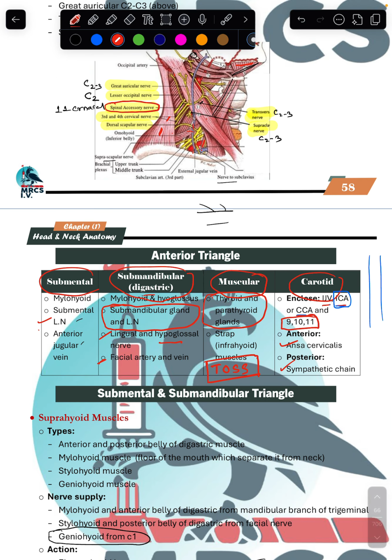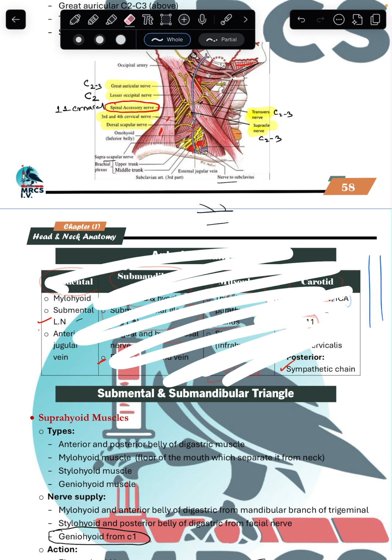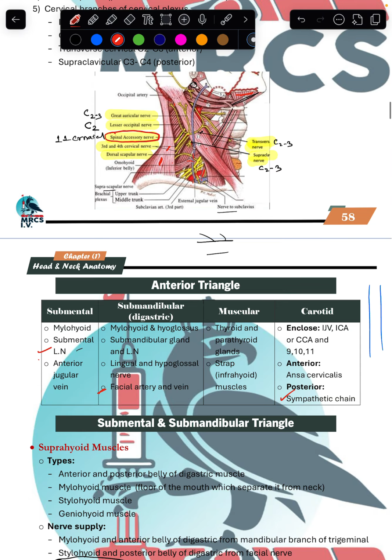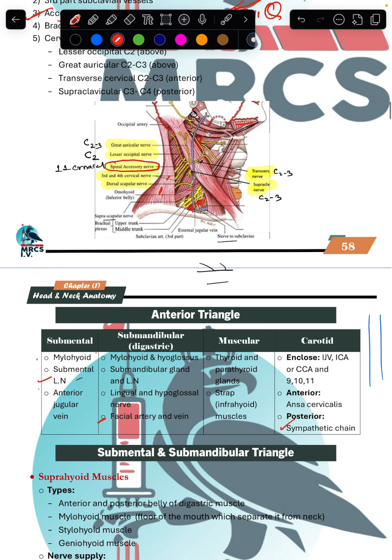If you see the anterior triangle, I already told there are 4 different triangles. It is divided into 4 triangles. You can see now. Submental is the anteriormost. If you see the muscle, the flat muscle, mylohyoid muscle, it contains submental lymph nodes, anterior jugular vein. These are the contents. Submandibular means submandibular gland, the important structure is submandibular gland. Then again mylohyoid muscle is there.